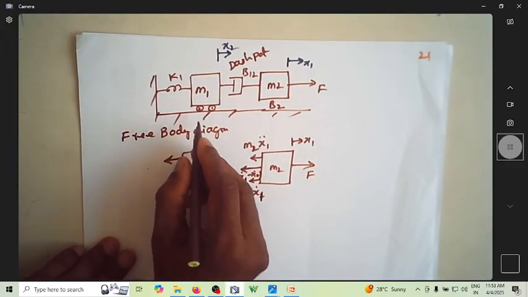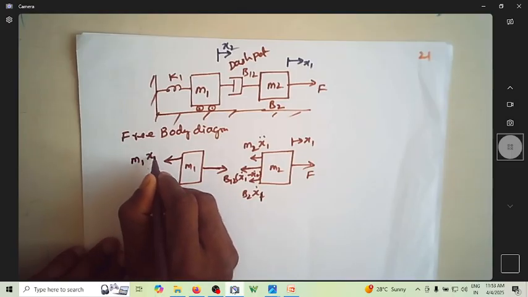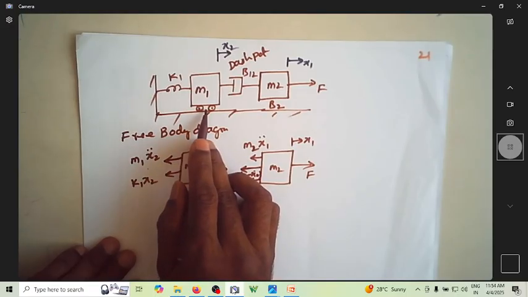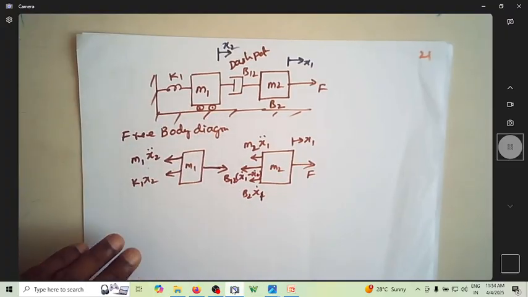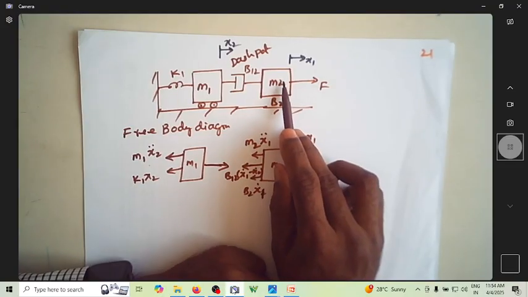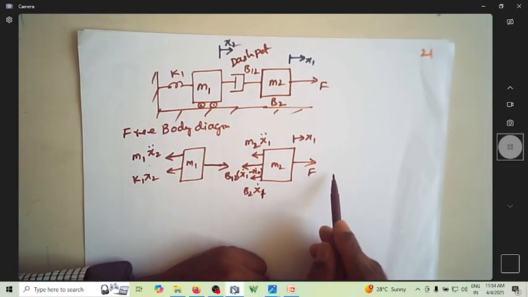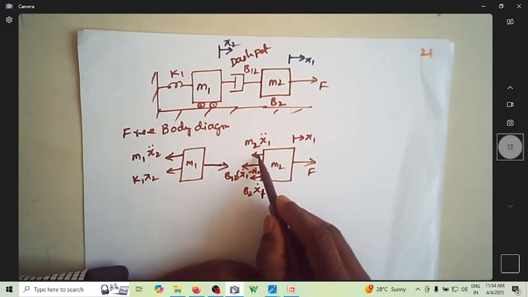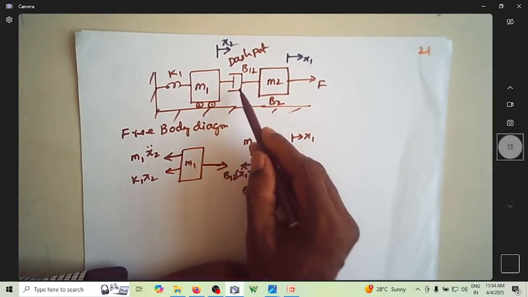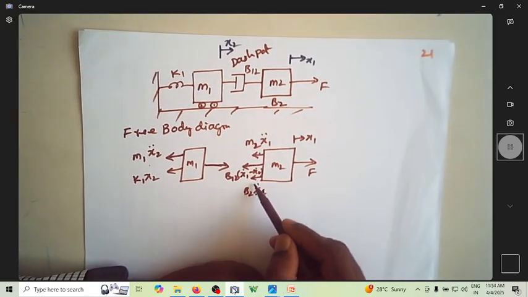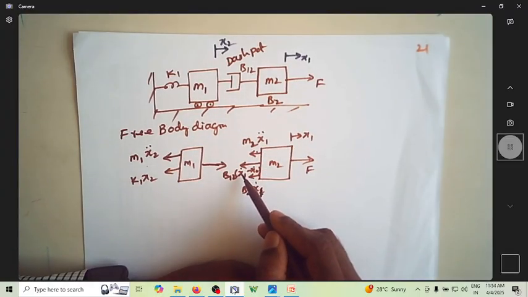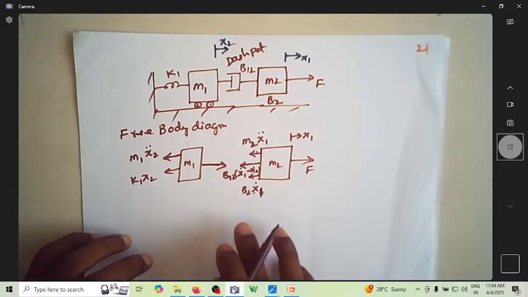And what are the opposing forces? The opposing forces are due to the mass itself, which is M1 x2 double dot, and K1 x2. You can see there is no friction here, so I don't have a friction exclusively for M1. So now we have written the free body diagram. Let me summarize. The acting force on M2 is F towards the right, and the opposing force is due to M2 and due to friction B2, and there is one more friction between M1 and M2. B2 has a displacement of x1, M2 also has a displacement of x1, whereas B12 has a displacement of x1 minus x2. That's a relative displacement.